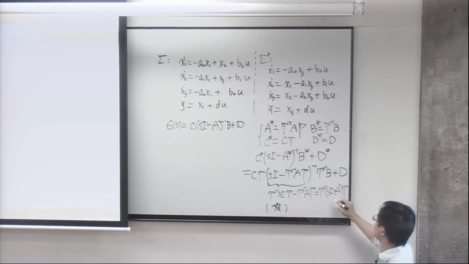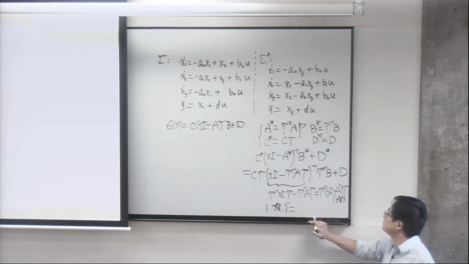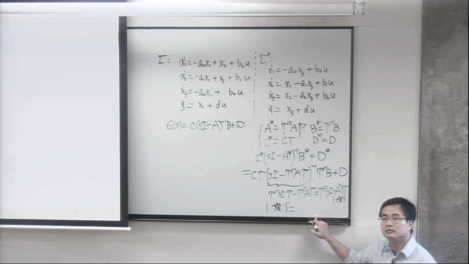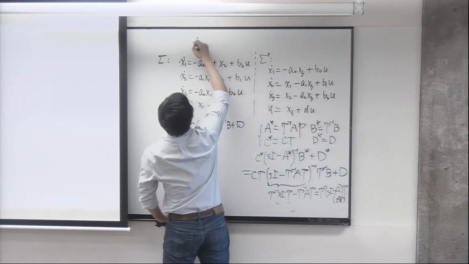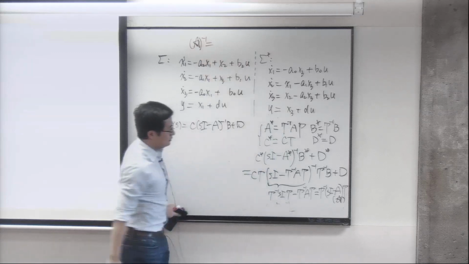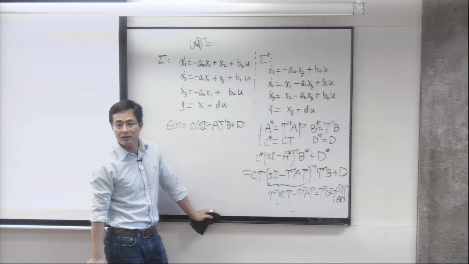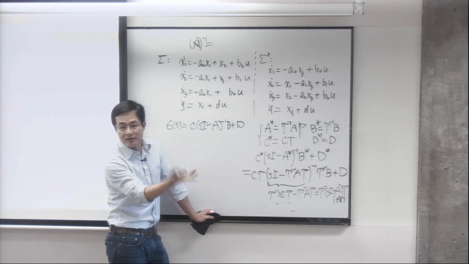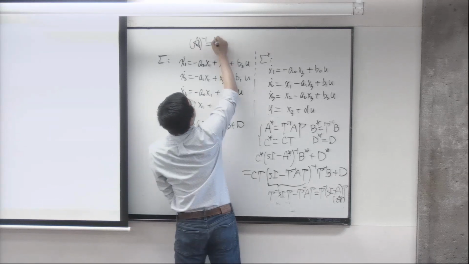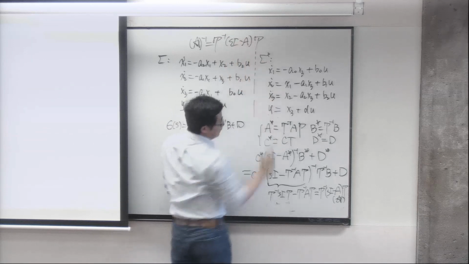Let me call this star. Star inverse is what? Let me actually write it here, easier. So if you have three matrices multiplied together and you take the inverse, what do you get? It's taking individual inverses and then flip, right? So it's going to be T inverse, SI minus A, T.